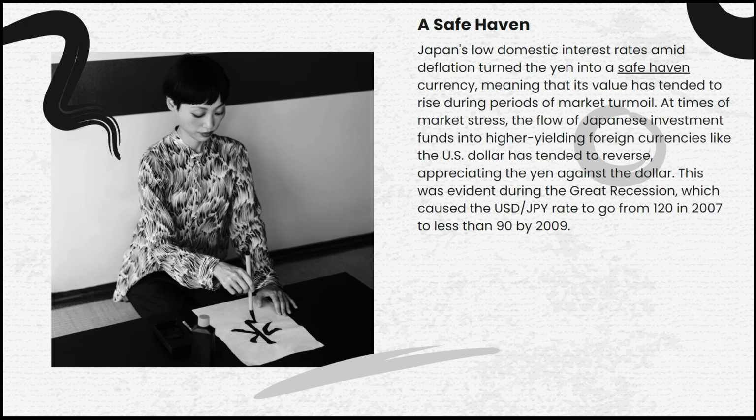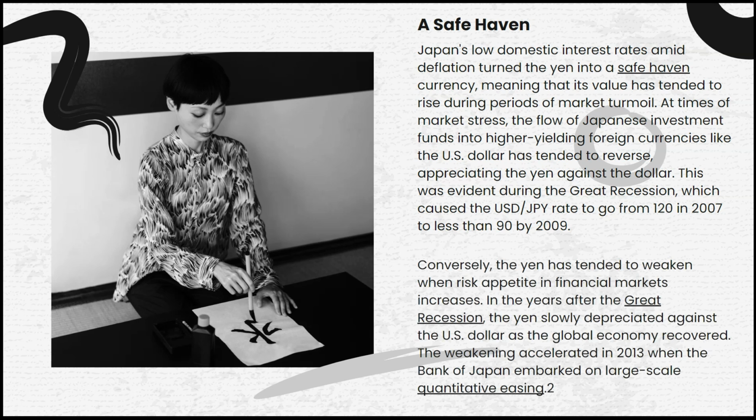A safe haven. Japan's low domestic interest rates amid deflation turn the yen into a safe haven currency, meaning that its value has tended to rise during periods of market turmoil. At times of market stress, the flow of Japanese investment funds into higher yielding foreign currencies like the US dollar has tended to reverse, appreciating the yen against the dollar. This was evident during the Great Recession, which caused the USD JPY rate to go from 120 in 2007 to less than 90 by 2009.